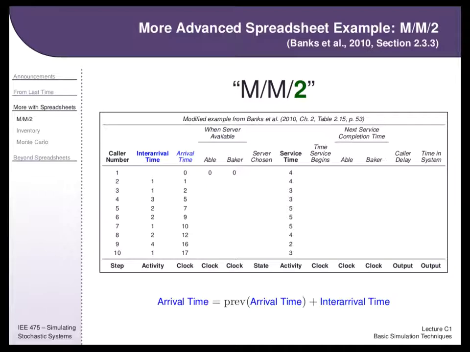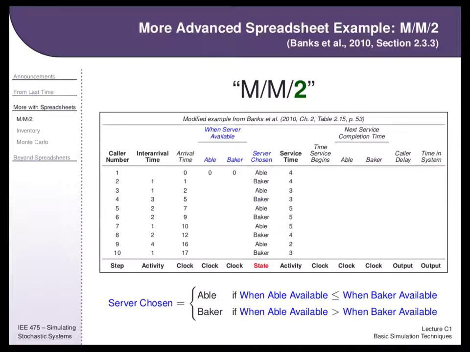Now we have to be a little clever in dealing with this dispatching policy. Again, I have to think of a relationship that holds across time and space for every line of this spreadsheet. So I'm going to write a little bit of Excel using an if statement that basically says, if I look at my columns here, I have a column for when Able is available and when Baker is available. Right now I'm saying these are how many are in the server right now. Currently nobody's in Able or Baker, so right now both are available.